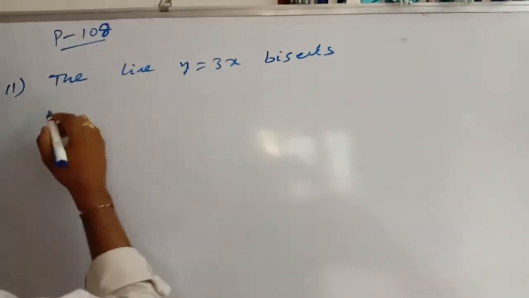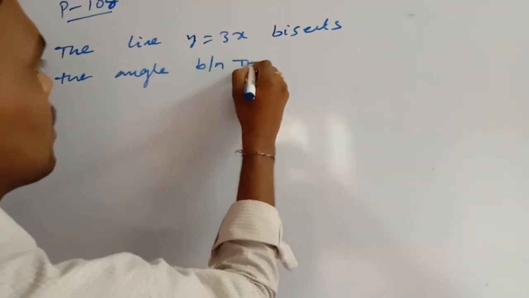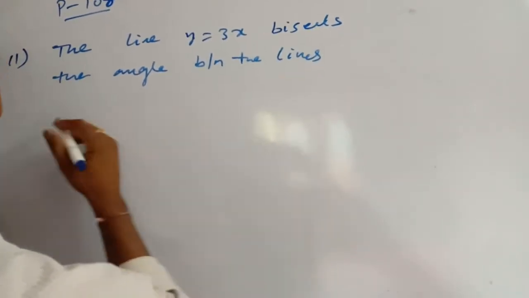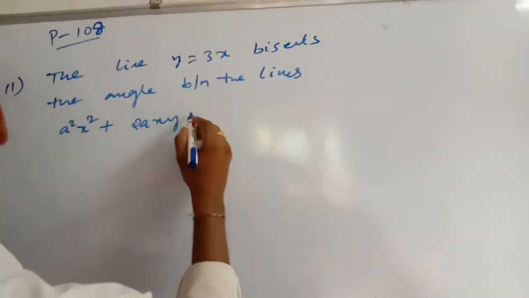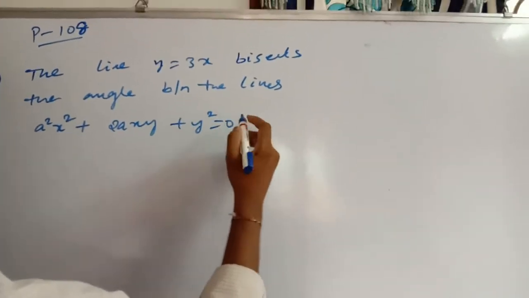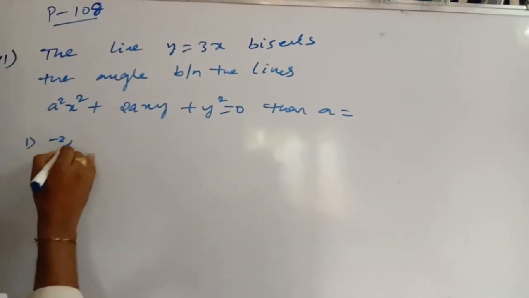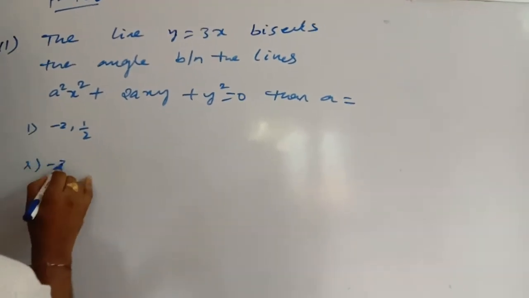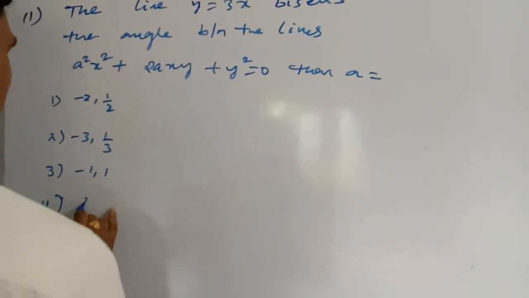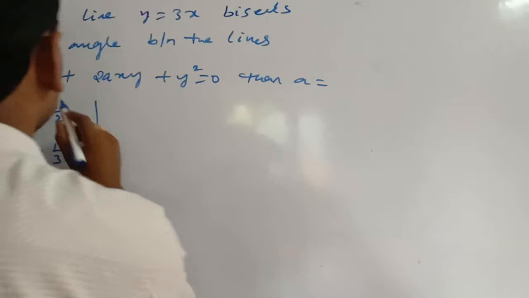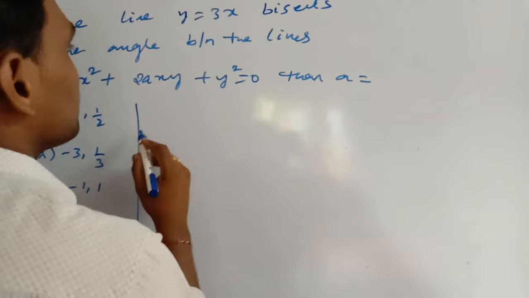If y equals 3x bisects the angle between the lines a square x square plus 2axy plus y square is equal to 0, then a is equal to? First option is minus 2, 1 by 2; second option is minus 3, 1 by 3; third option is minus 1, 1; fourth option is 0. Now see here, comparing with ax square plus 2hxy plus by square equal to 0. Now one of the lines is y is equal to 3x.